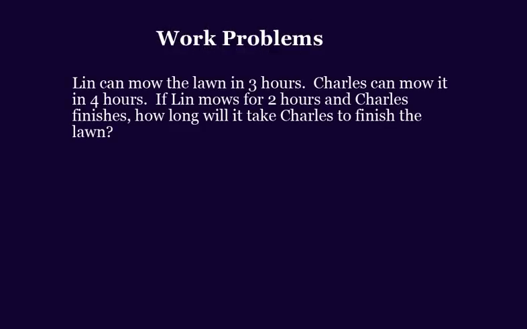We will discover there are two types of work problems on the test. The key to work problems is remembering there's just one job to do. In this case, we have independent work. One of them is going to work for a while, the other one's going to finish it. In this problem, Lynn can mow the lawn in 3 hours, Charles can mow it in 4. If Lynn mows for 2 hours and Charles finishes the job, how long will it take Charles to finish it?